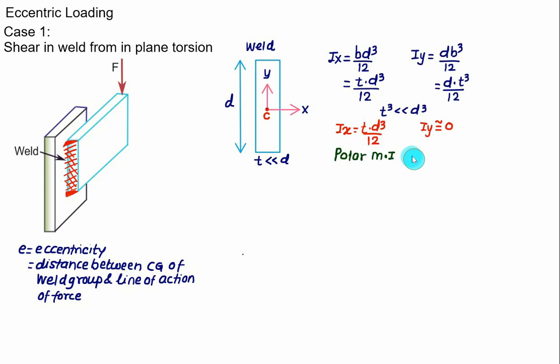The polar moment of inertia J will be equal to Ix plus Iy. But the contribution of Iy is 0, so the polar moment of inertia is the same as Ix. So this time J will be equal to t multiplied by d cube divided by 12. Here the cube of the weld thickness is very small and hence can be neglected in the contribution of Iy. Only the Ix value you have to consider, and the polar moment of inertia J, which is Ix plus Iy, is given as t into d cube by 12. So this value of t will appear continuously.